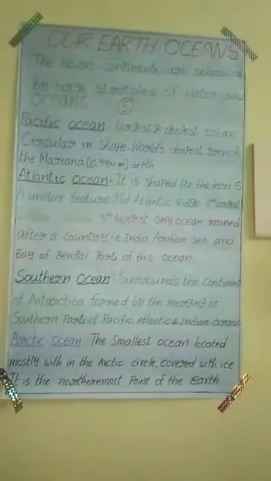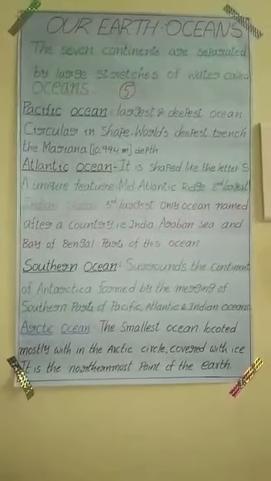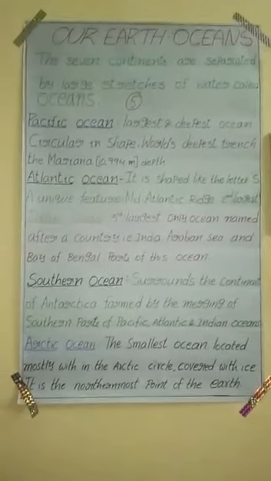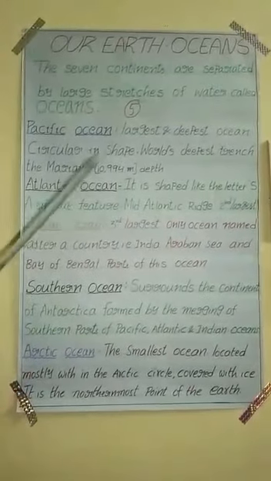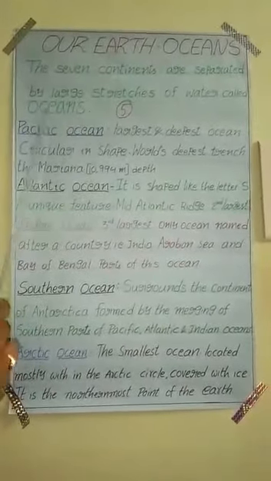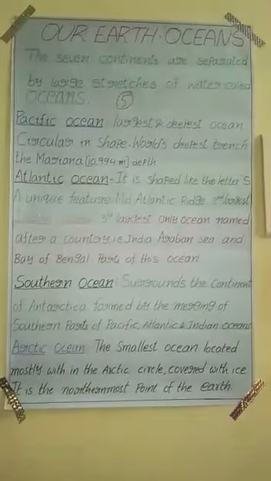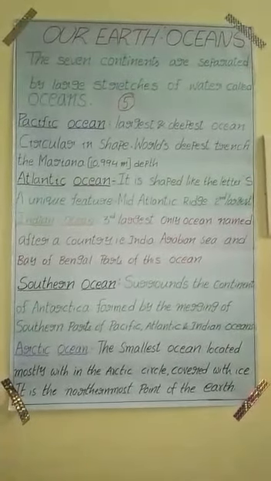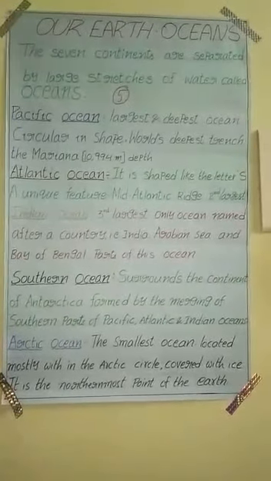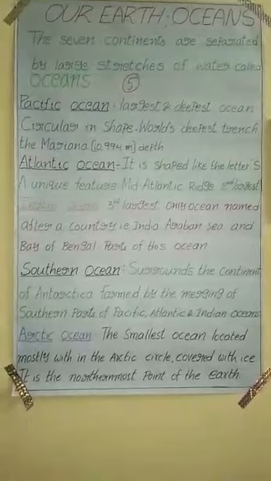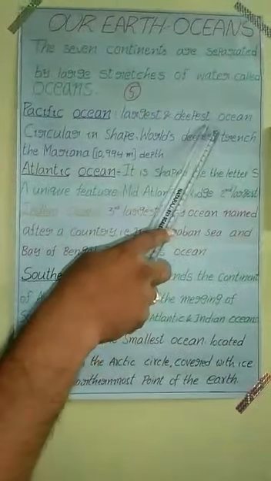Now let us see in detail about the 5 oceans. One by one we will see. The first one, what is that, children? Pacific Ocean. So what is the first ocean name? That is Pacific Ocean. It is the largest and deepest ocean in the world. Among the 5 oceans, Pacific Ocean is the largest and deepest ocean.